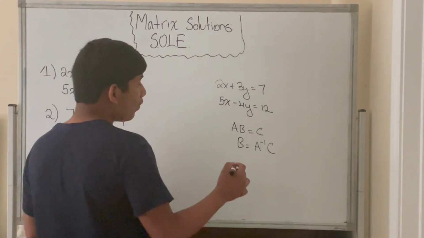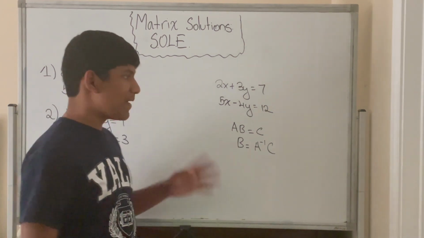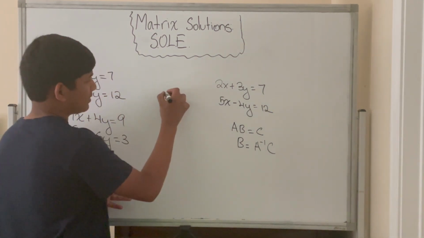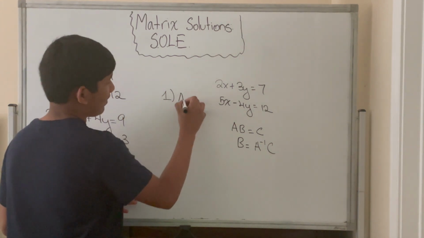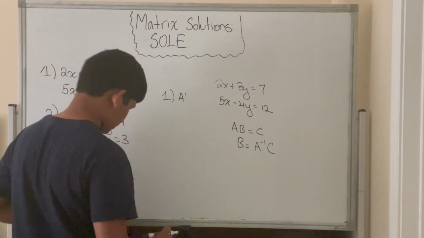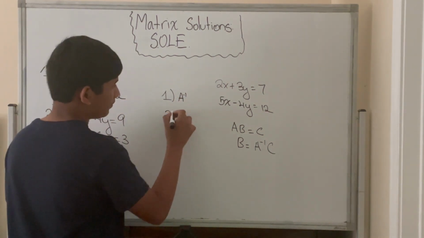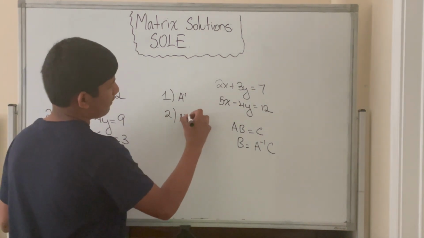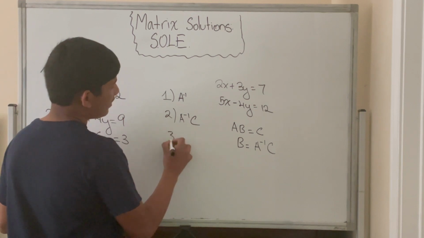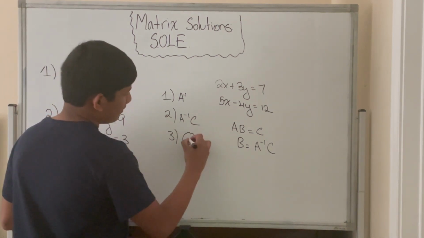Now, the main goals that we're trying to achieve while solving a system of linear equations using the matrix method are, number one, to find A inverse. Number two, to find A inverse multiplied by C. And number three, which is not really a question at all, is to just say that we found B.